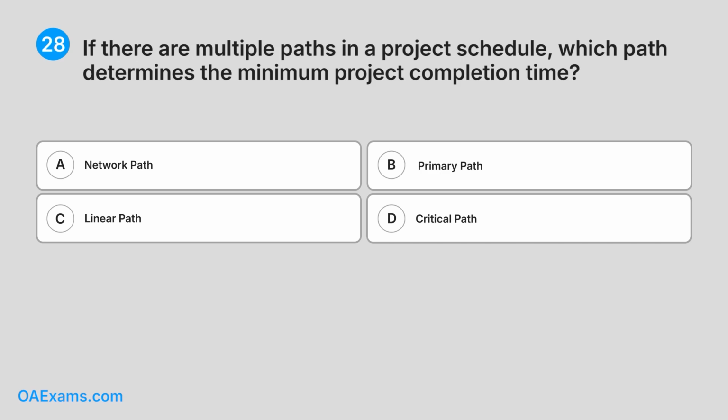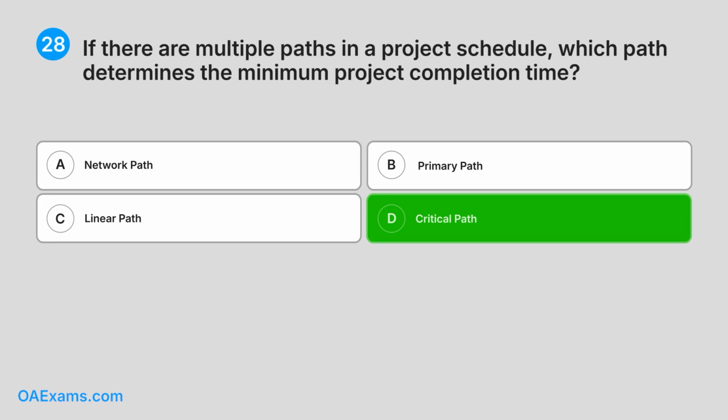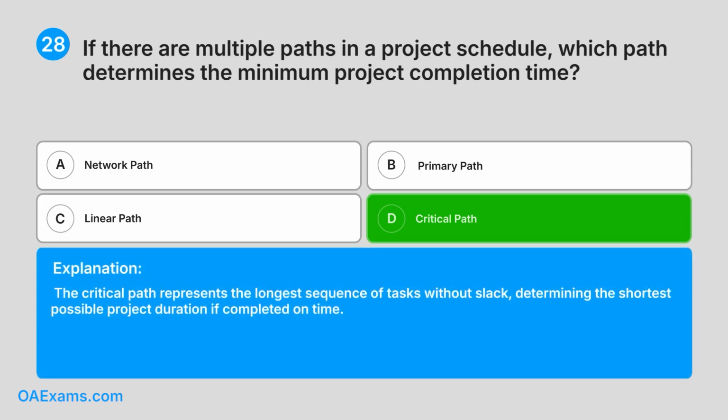A. Network path. B. Primary path. C. Linear path. D. Critical path. Can you guess the answer? Correct answer: D. Critical path. Explanation: The critical path represents the longest sequence of tasks without slack, determining the shortest possible project duration if completed on time.